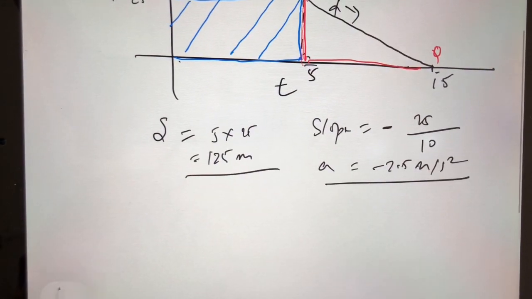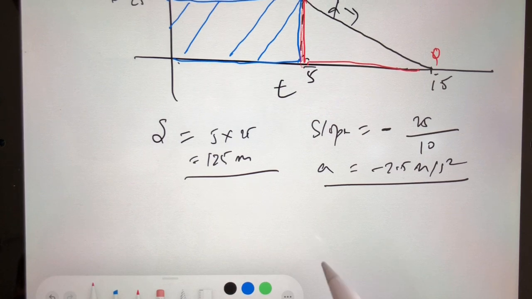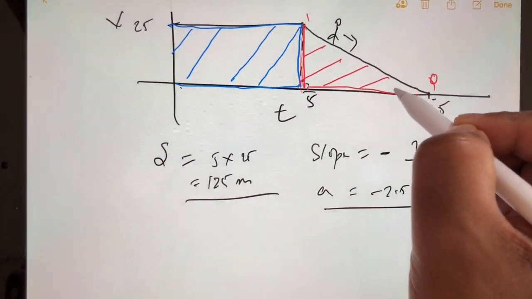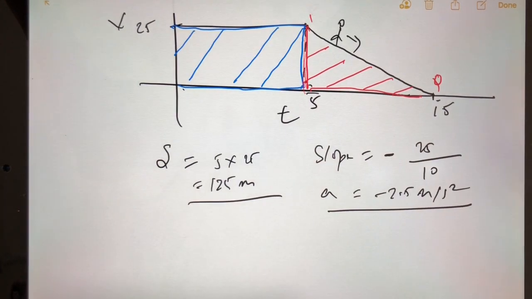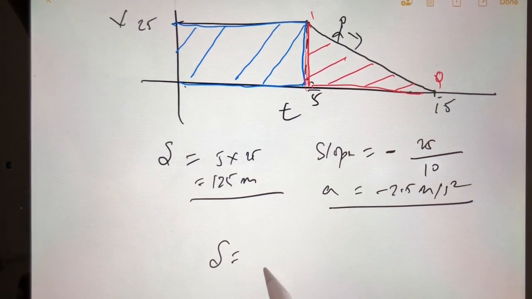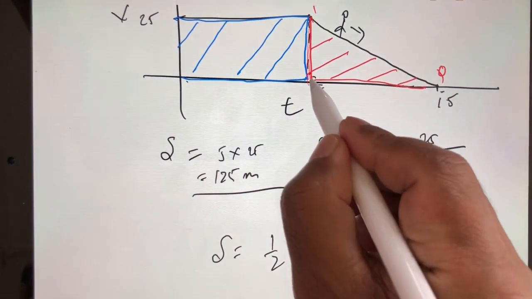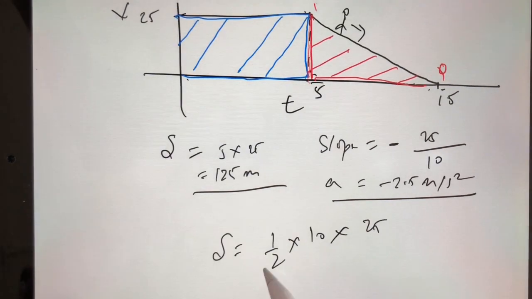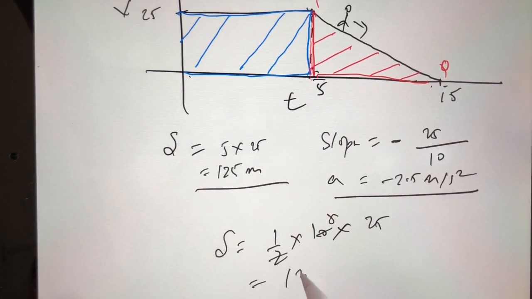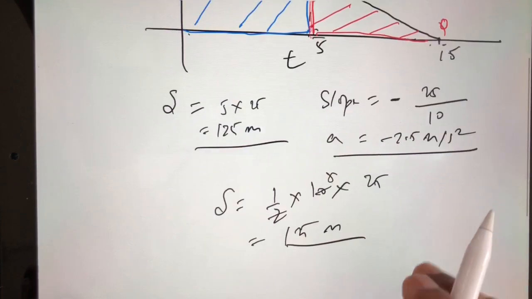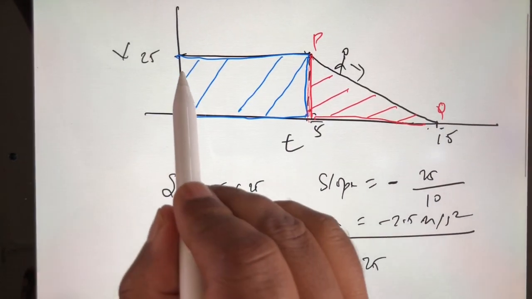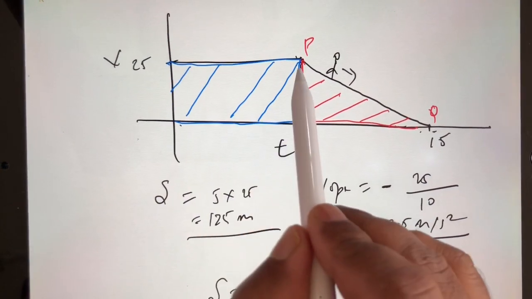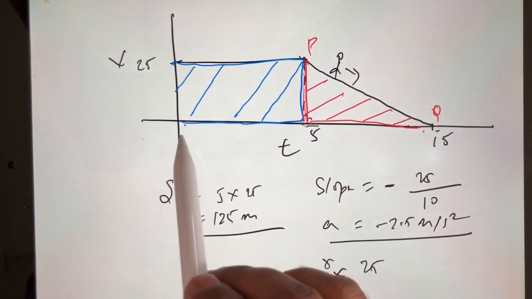And then finally, we need to calculate the distance traveled by the body after the brakes are applied, which is now the area of this figure, which, if you see, is a triangle. So the area is half into base, which is from here to here, which is 10, into height, which is 25. So 125 meters. So we have this, that in the first instance when it was traveling with constant velocity for 5 seconds, the distance traveled is 125 meters.